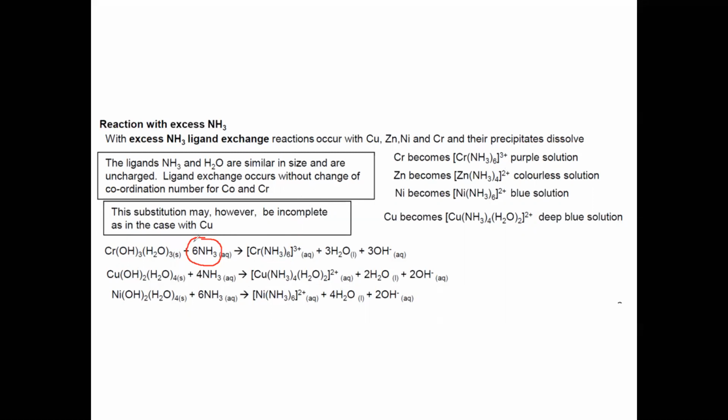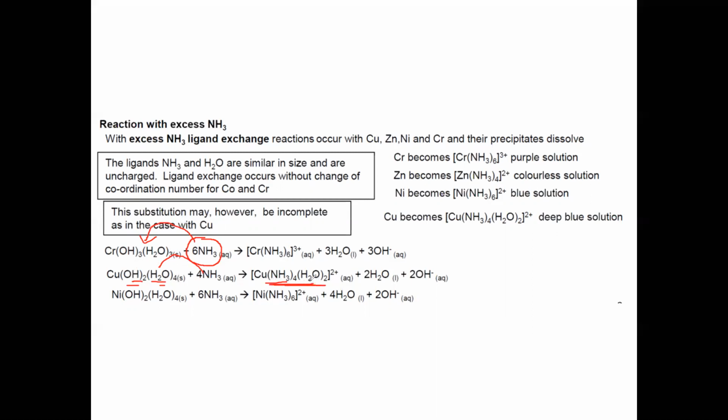In the first one, you can see with chromium, when three hydroxide and three water molecules are there, all of them are replaced by ammonia. But with copper, not all of them are replaced, because when the element has a small charge, it cannot attract these ligands strongly. That's why only a few of them are replaced. So out of these four water molecules, two of the water molecules are replaced and two hydroxides are replaced.